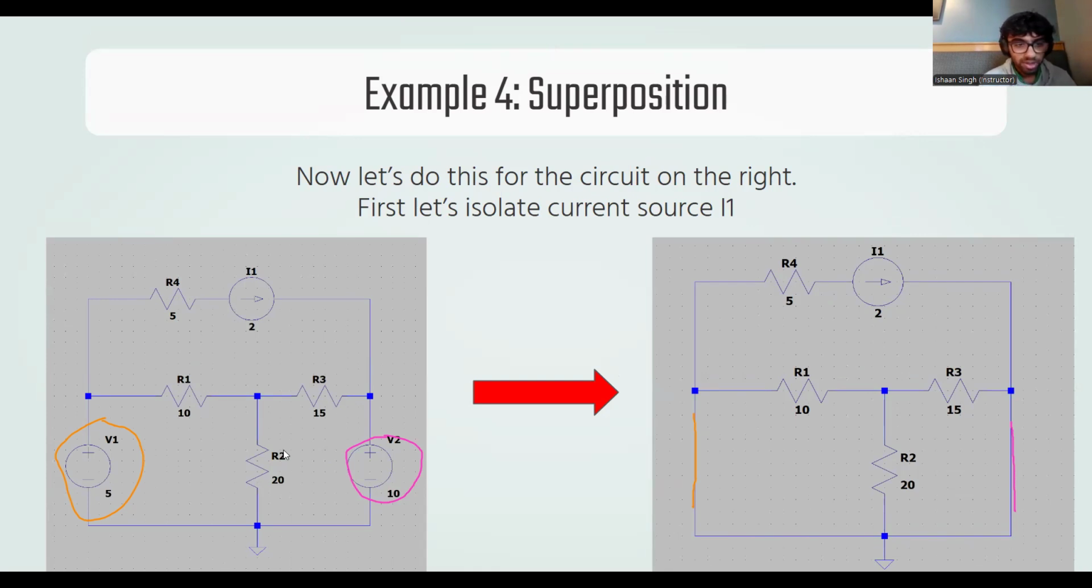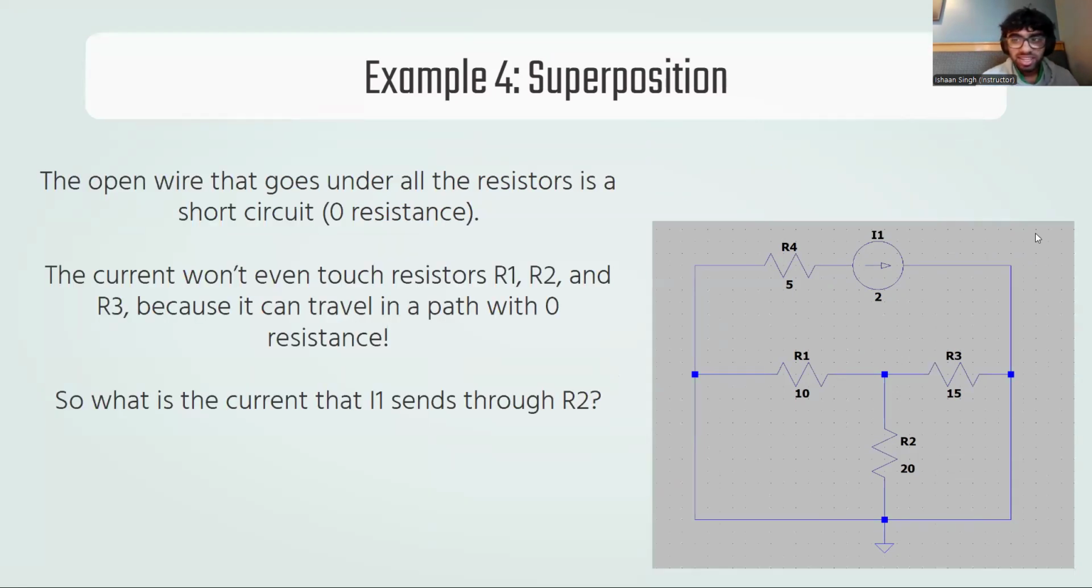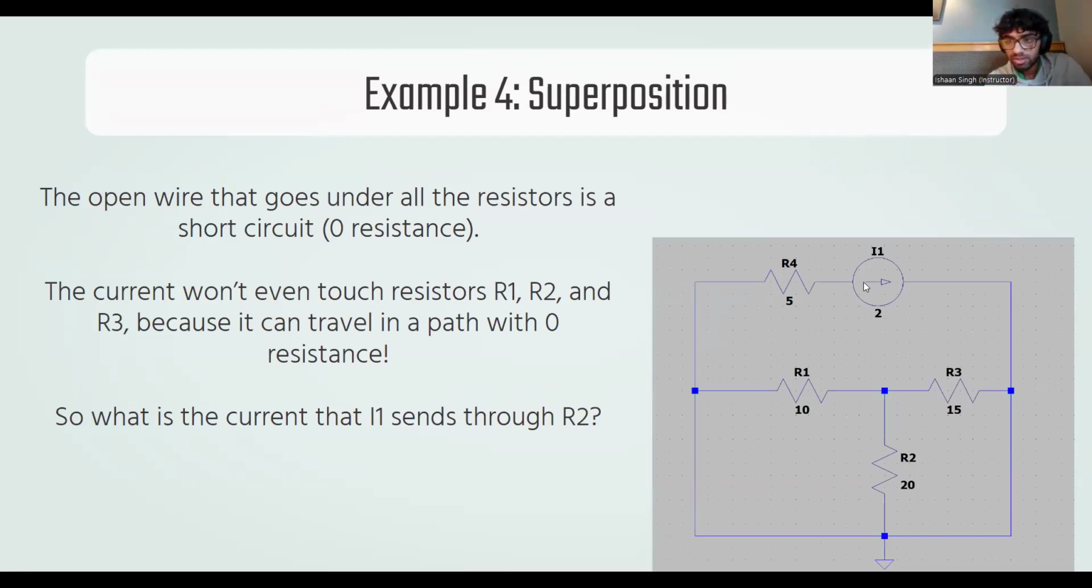So that's what we've done. We've short-circuited this battery, we've short-circuited this battery, and now we're left with just a circuit with one current source. What we're left with is just a current source and some resistors, okay? And now we want to analyze this circuit to find, again, the current going down through resistor R2.